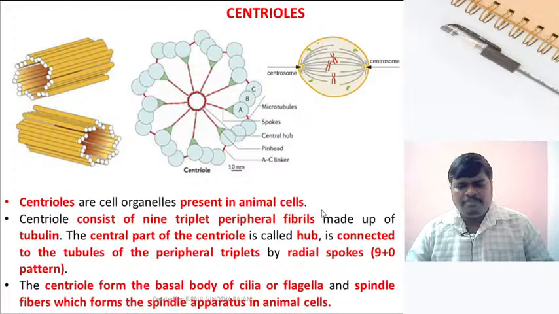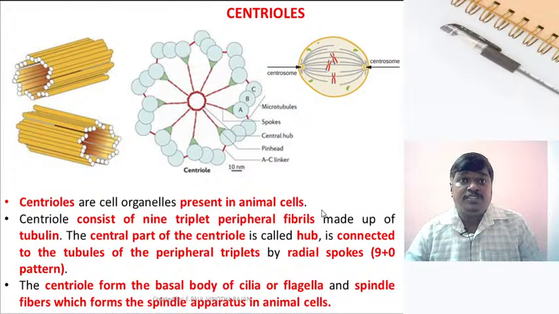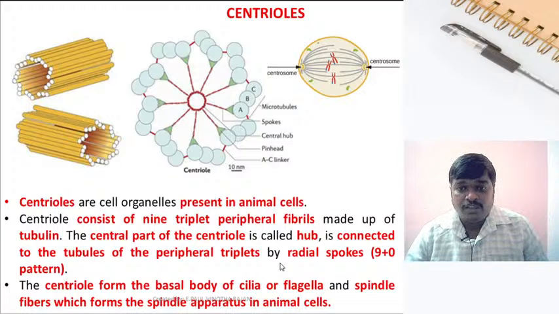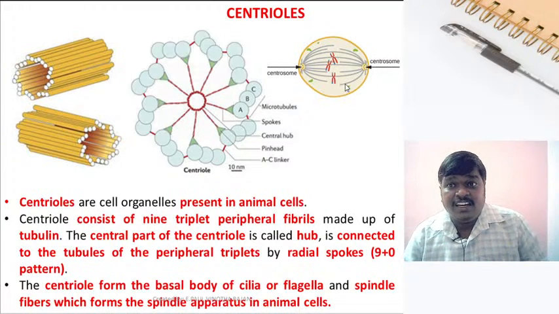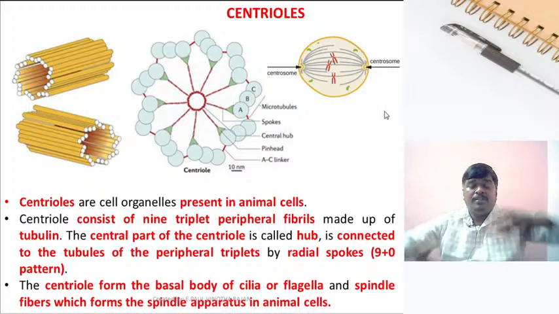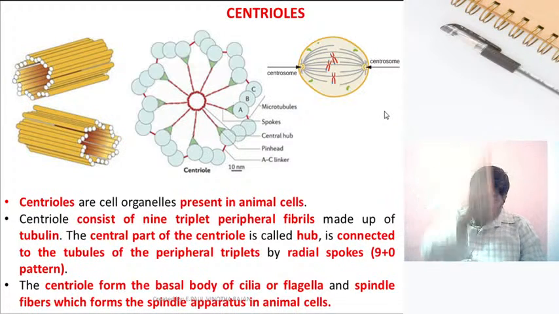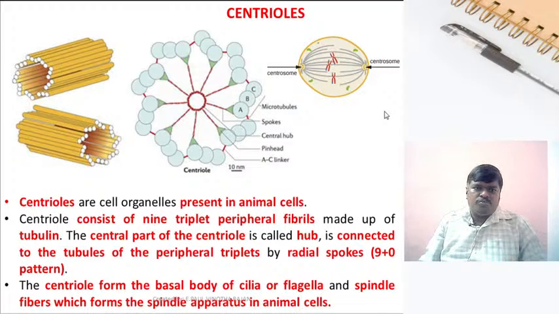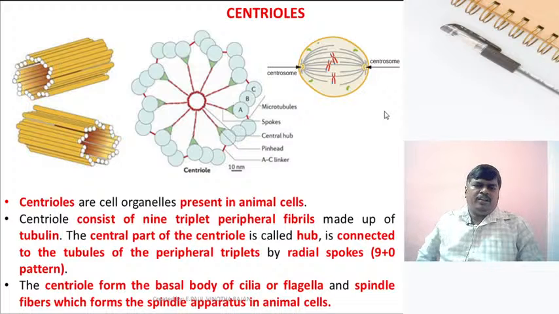The centrioles form the basal body of cilia, which helps in organ attachment, and flagella, which helps in locomotion, and also during cell division, the spindle fiber formation. Can you all see that? This is the spindle fiber formation, which helps the chromosomes to arrange at the equatorial plate, and also the separation of chromosomes. The spindle fibers play an important role. These spindle fibers are also formed from centrioles.